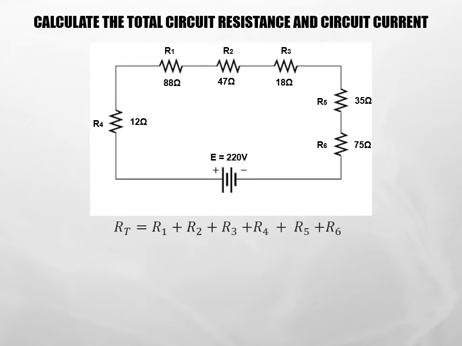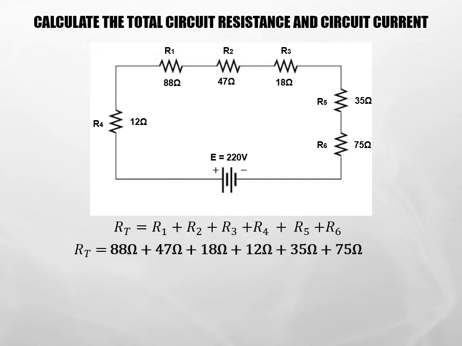Starting this problem, we would often write down the formula. RT is equal to either sigma R, or you can expand it: RT is equal to R1 plus R2 plus R3 plus R4 plus R5 plus R6, because there are 6 resistors in series. We would then take the sum of the 88 ohms, 47 ohms, 18 ohms, 12 ohms, 35 and 75 ohms, respectively. This would give us a total resistance of 275 ohms.